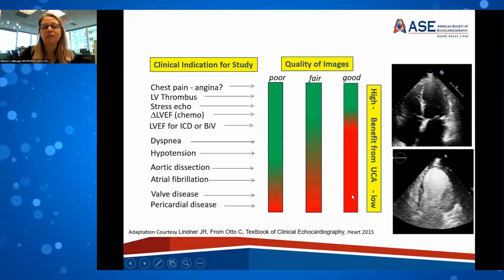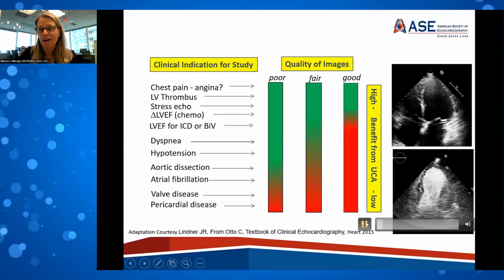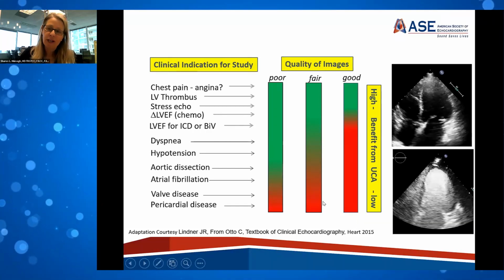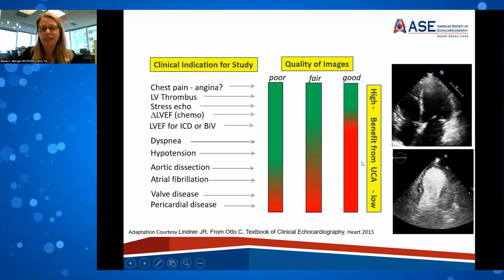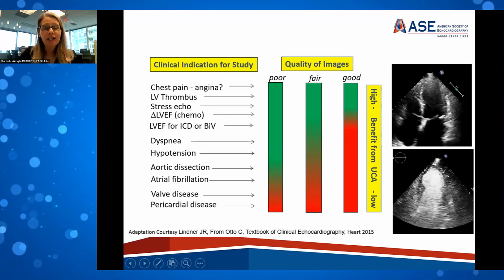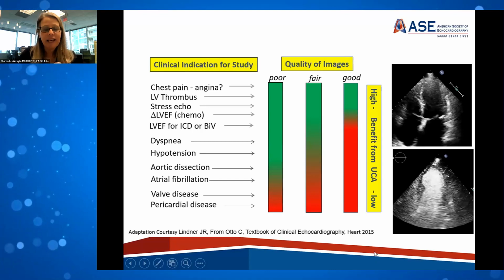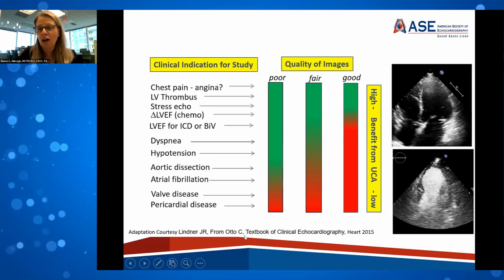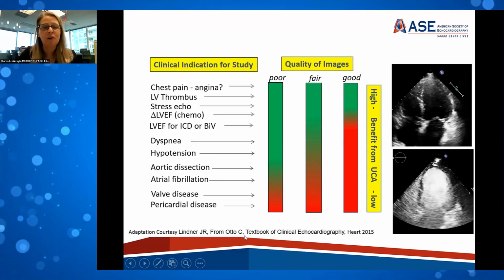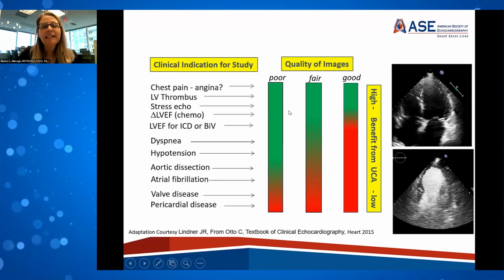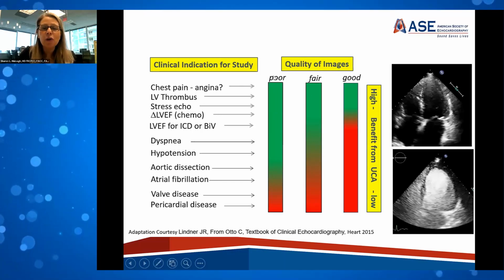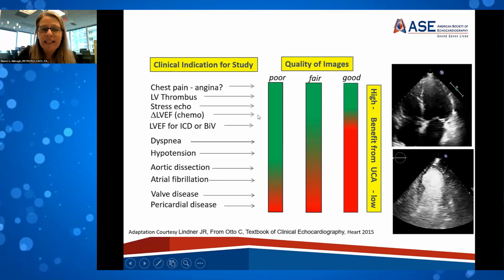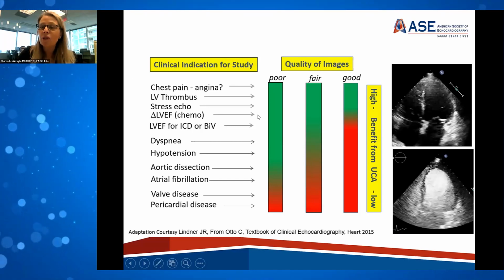You've seen some excellent examples from my colleagues, and I'd like to give an idea of how we approach and when we really need to use contrast-enhanced ultrasound. I love this diagram. It's taken from our great colleague, Jonathan Lindner, who developed it, and it's published in Catherine Otto's textbook of clinical echo. The idea is that sometimes, even though you may have excellent images, you still may need to use contrast to be able to get more information that you want.